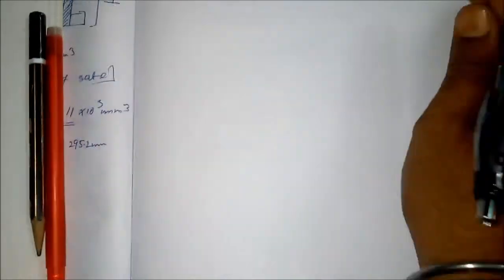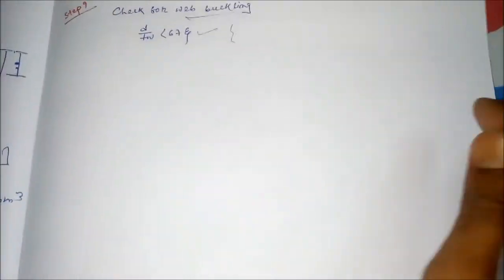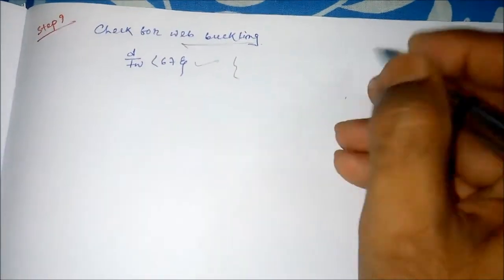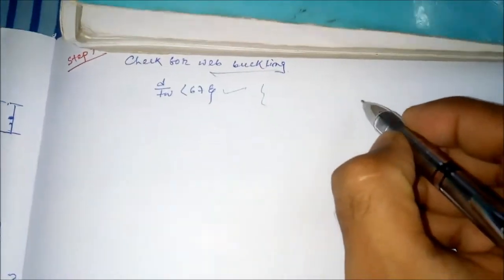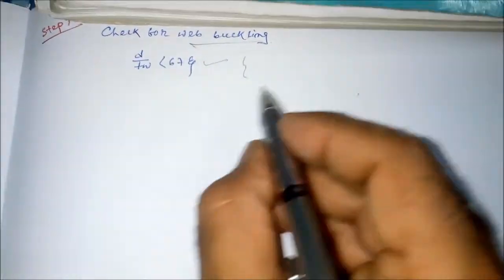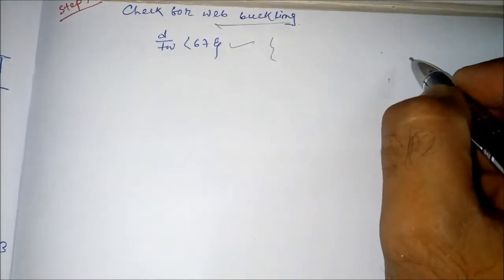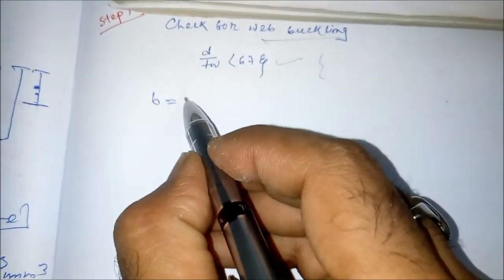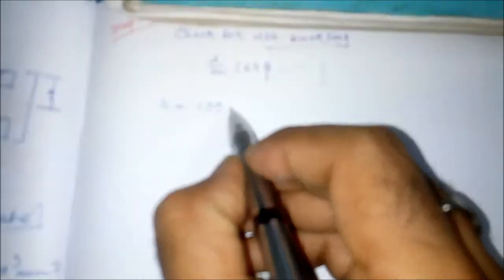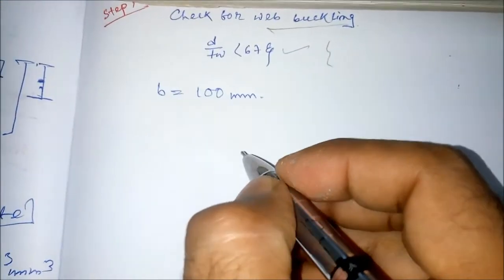In our example, KL by R we need to find out, and B we need to find out. In our case, because we are having only UDL, the web buckling can occur only under the support, right? Only over the support. So suppose we are considering the bearing width is equal to 100 mm. And we need to further find out all the things.